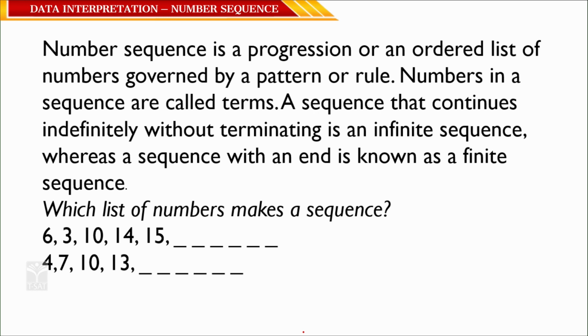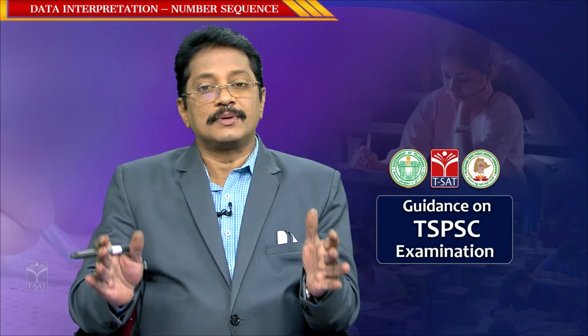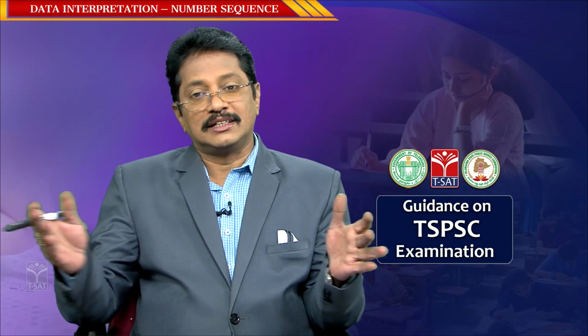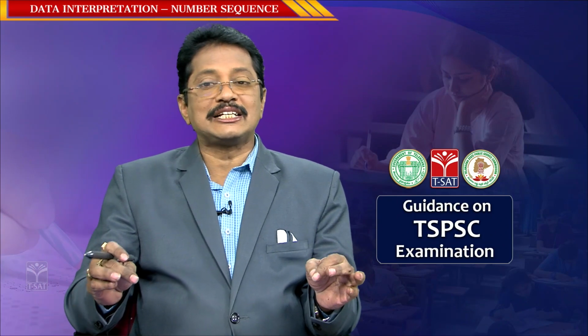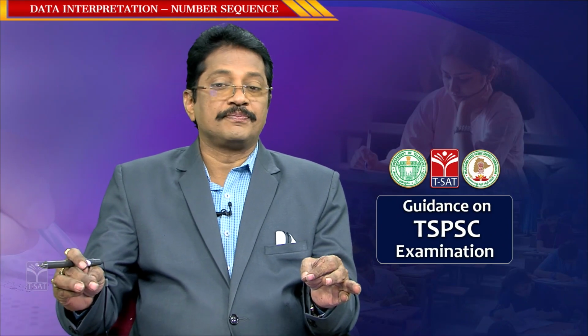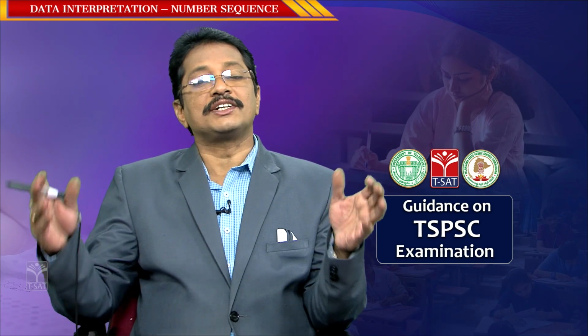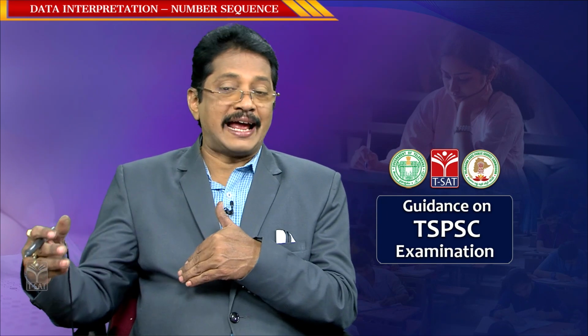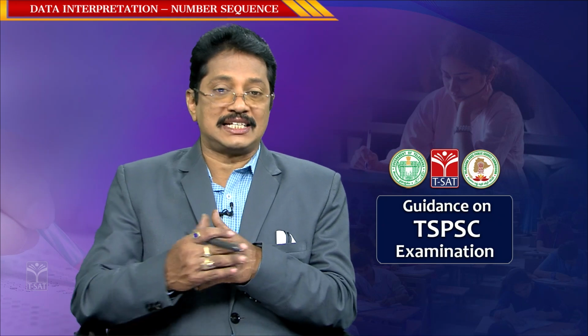A sequence that continues indefinitely without terminating is an infinite sequence. So when the sequence stops at a certain number, it is called a finite sequence or finite series. When it keeps coming with no end, we call it an infinite sequence.